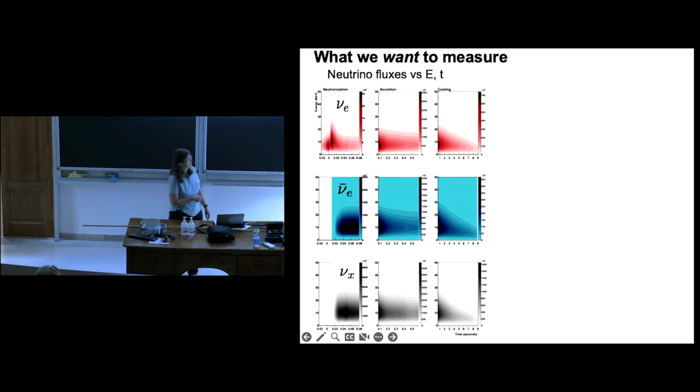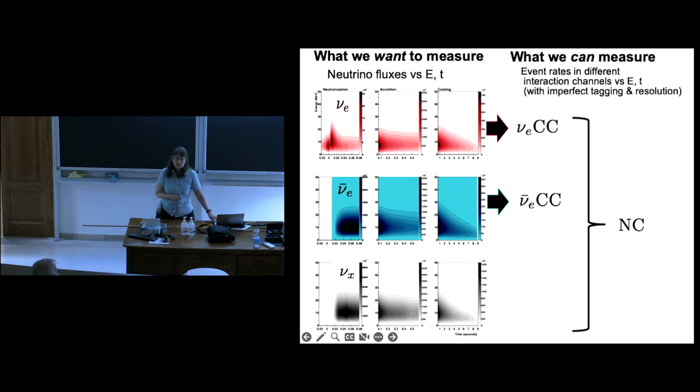and there are also nu bar channels contributing to DUNE. And so what we want to measure, the underlying truth that we're after, which has the information about the astrophysics in it, are the neutrino fluxes versus energy and time for each of the three accessible flavors. And so this is really the picture that we want to get a view of. But what we can measure with neutrino interactions is not perfectly these neutrinos. We only have access to neutrinos via their observed interactions. And so what we can measure are the event rates in the different channels as a function of observed energy and time.